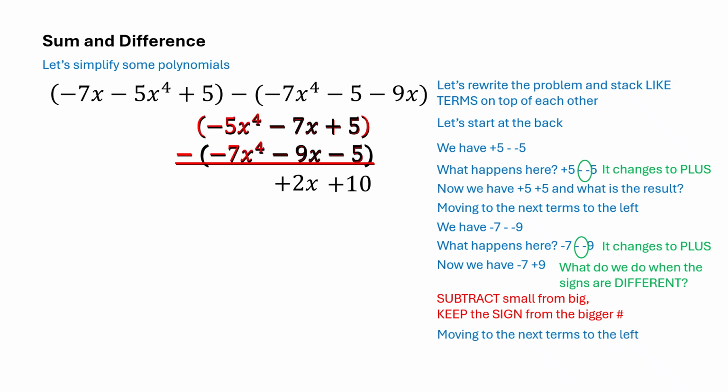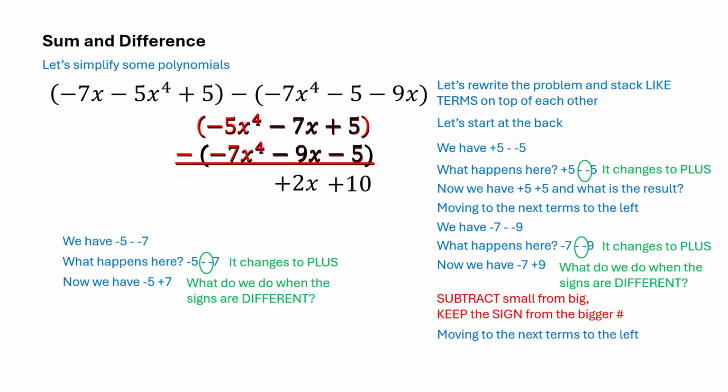Now let's move to the last term. We have negative 5 minus negative 7. What happens here? You guessed it, it changes to plus. So now we have negative 5 plus 7. What do we do when the signs are different? Subtract the small from the big, keep the sign from the bigger number. In this case, we subtract 5 from 7, which will give us a 2. And since the 7 is the bigger of the two numbers, we're actually going to have a positive 2, x to the fourth power.